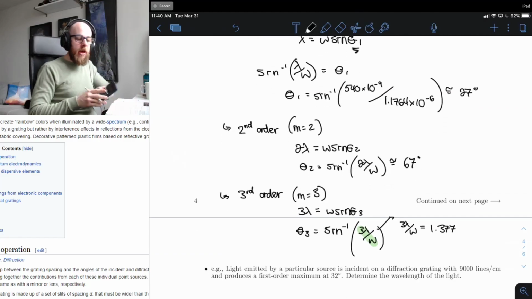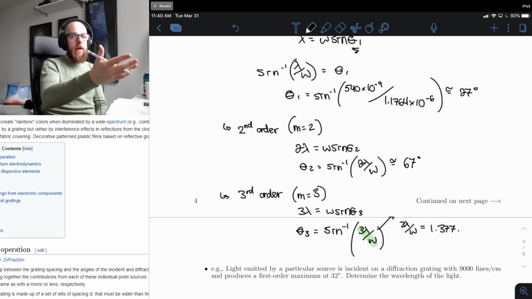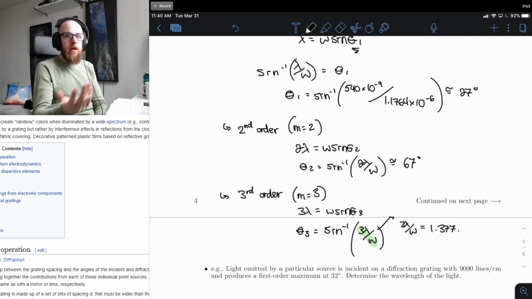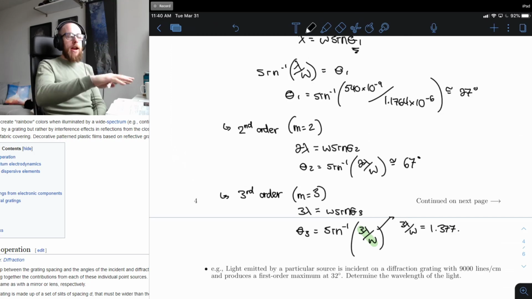1.377. Now, we know that sine only goes between -1 and 1. What we found here is a value that's bigger than 1, so there's no way of finding an angle that works for it. This is outside of the range of sine. So what this tells us is that there is no third order maximum. The diffraction pattern does not contain a third order maximum. It's impossible. So really there's the 0 order maximum, the first order maximum, and the second order maximum, and that's it. There are no other maxima beyond that.